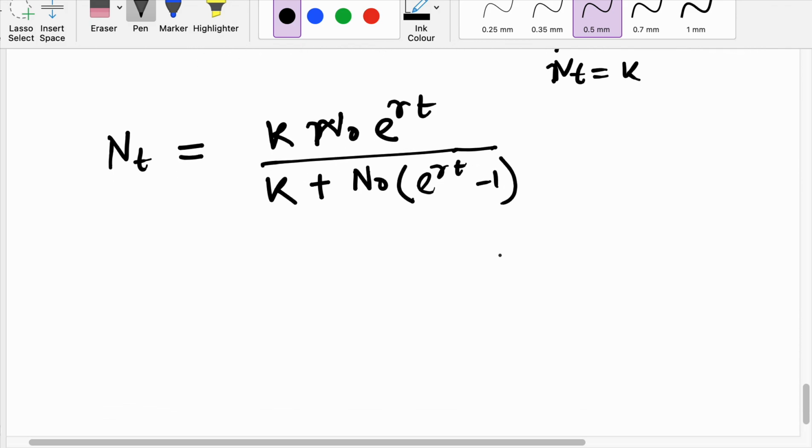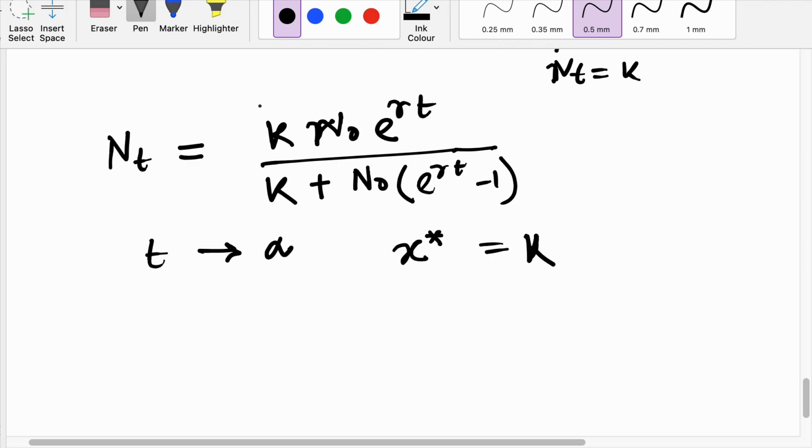Now if you take t tends to infinity, the population size will converge to x star equal to K. Population will converge to x equal to K if r is greater than 1. So if the reproduction rate is greater than 1, it will converge at x star equal to K.